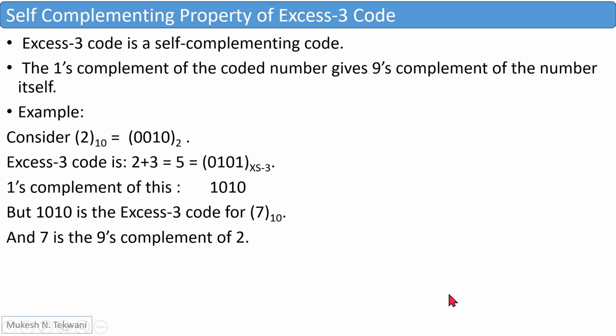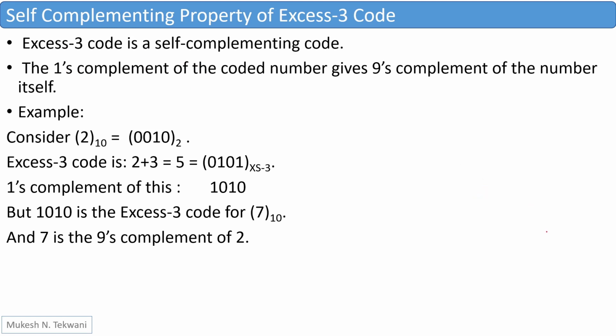Now what is the self-complementing property of the Excess-3 code? Excess-3 code, we say, is a self-complementing code. What it means is that the ones complement of the coded number will give us the nines complement of the number itself. Let us understand what we mean.